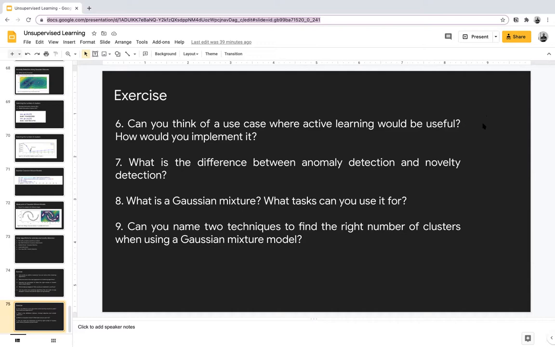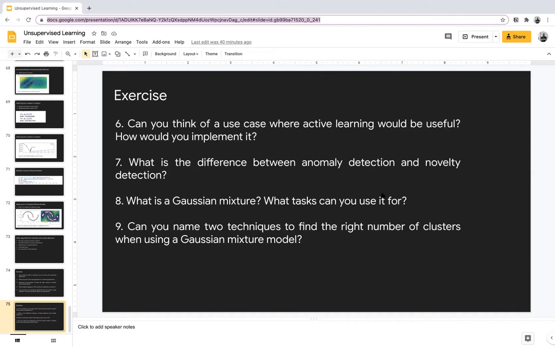But I think the simpler way is K-means, for more spherical clusters, when you know the number of clusters, or you think you may have an idea of the number of clusters. But Gaussian is for when you have a data set that may have a different distribution.